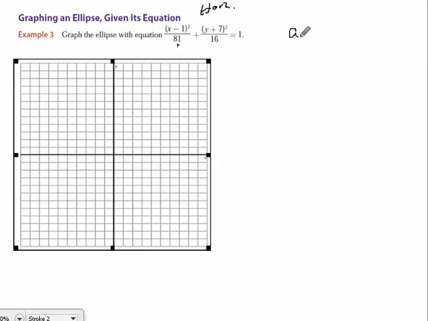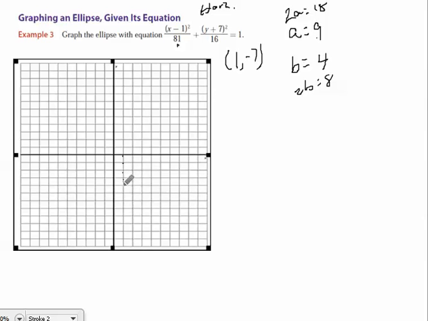Okay? So let's look at this. My a in this situation is going to be 9. My b is going to be 4. How did I get that? Square root of 81, that's what 9 is. Square root of 16 is 4. Okay? 2a will be 18, and 2b will be 8. So let's look at where our center is located. Our center is located at 1, comma, negative 7. So let's go to 1, negative 7.